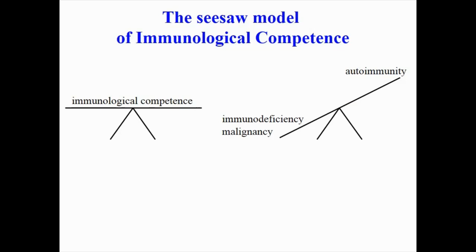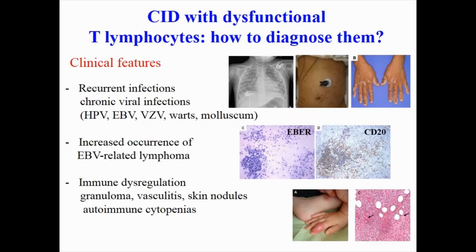And you could not have together in the same individual infections and autoimmunity at the same time. Don't we wish? Yes. But that's totally wrong. So CID are actually the prototype of conditions where you have, in fact, at the same time, infections and immune dysregulation.